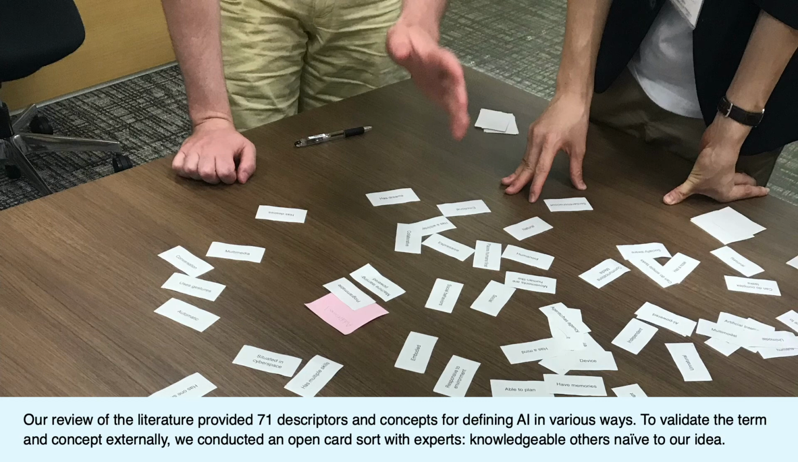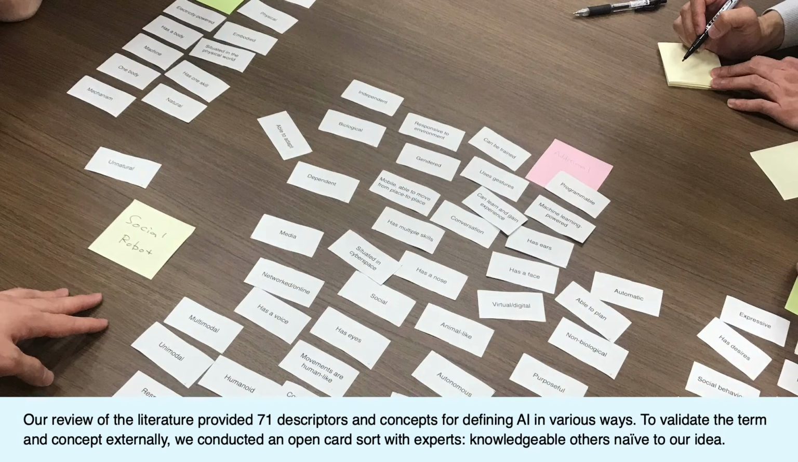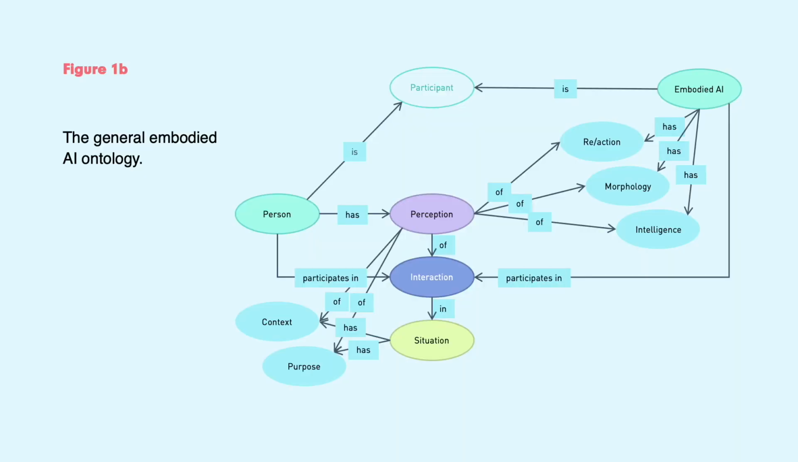Our review of the literature provided 71 descriptors and concepts for defining AI in various ways. To validate the term and concept externally, we conducted an open card sort with experts. The general embodied AI ontology is presented here. The person and the embodied AI are subclasses of the participant class. Both participate in an interaction. The interaction is part of a situation which has a context and a purpose.